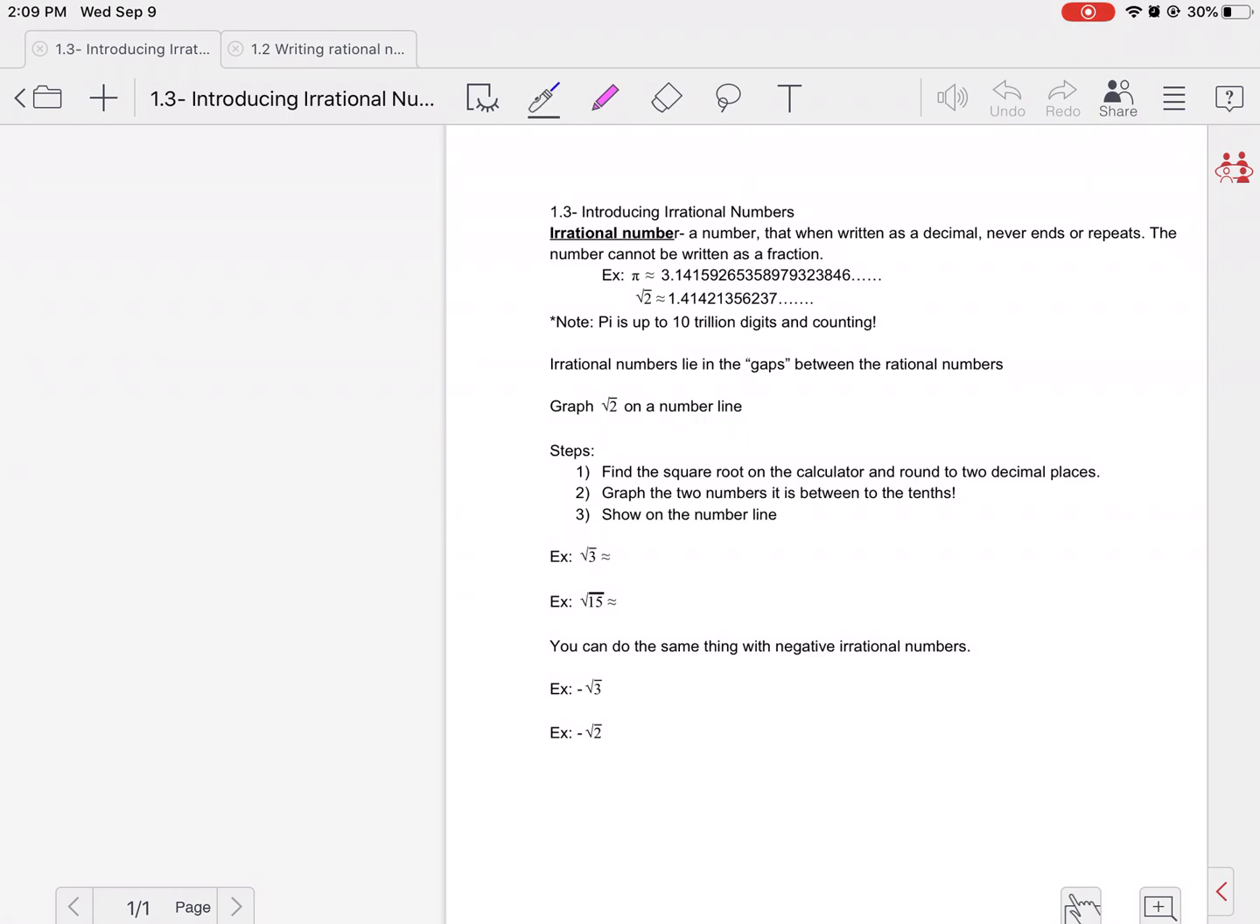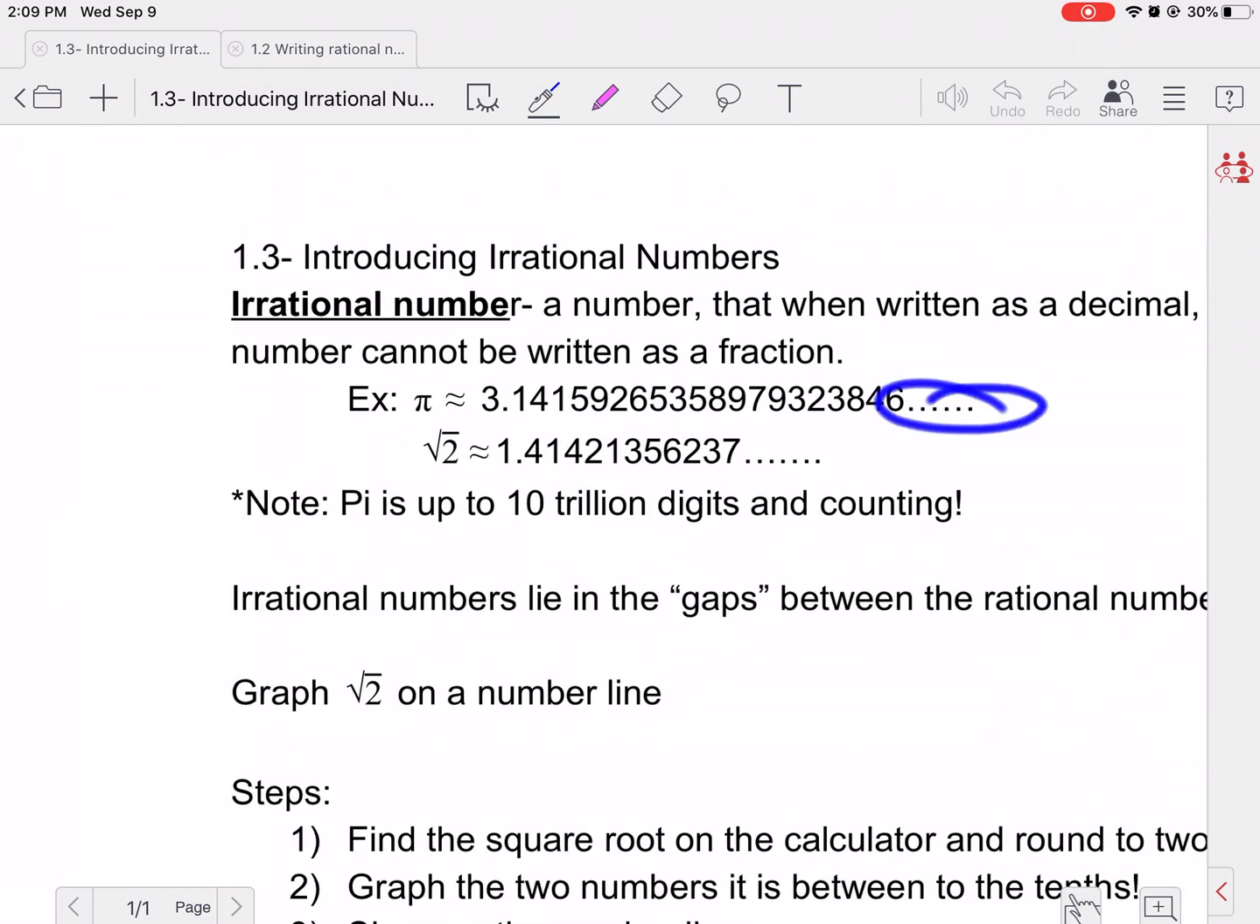Lots of you have heard of pi, so that's 3.141592653, and it keeps going on forever and ever and ever. They have pi digits up to like 10 trillion digits and counting, so it's probably even more since the last time I looked that number up. They just keep doing long division longer and longer, but it'll go on forever. So that's how we denote that with these dots, that it is going on forever.